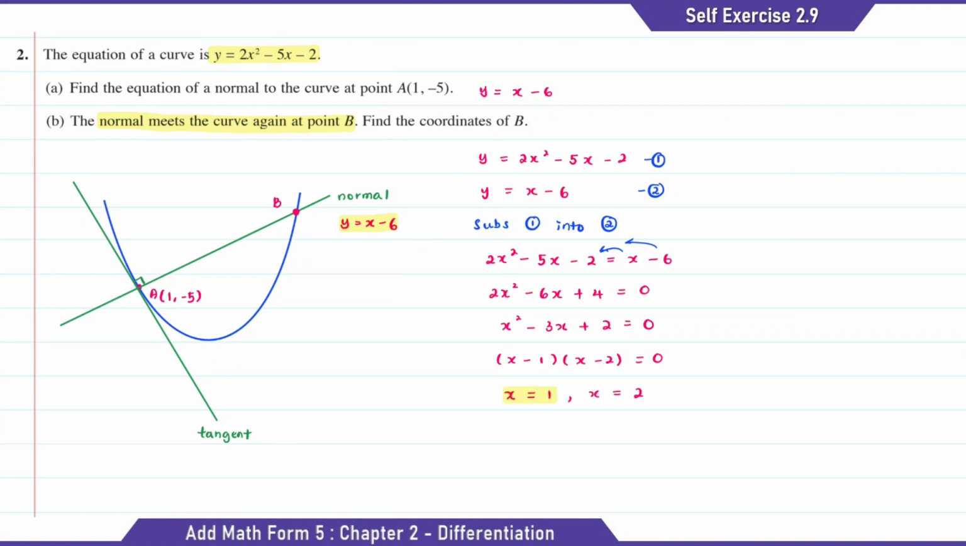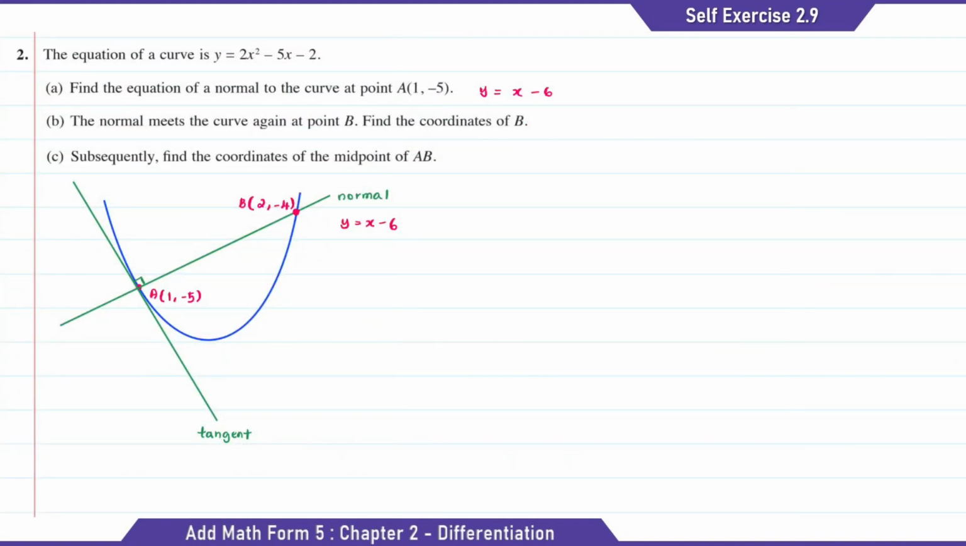Here the x equal to 1 is going to be the x coordinate of point A. Then this x equal to 2 will be the x coordinate of point B. To find the y coordinate of point B, substitute x equal to 2. Here I'm going to substitute into equation number 2. Then 2 minus 6 is going to be negative 4. Then the coordinate of point B will be (2, negative 4).